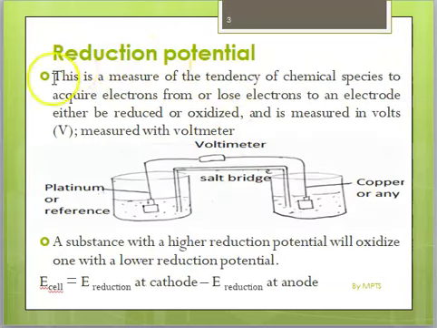Reduction potential, of course, I remember all of us know this. Standard, this is our test. All of us can remember this salt bridge. This is a measure of the tendency of a chemical species to acquire electrons or lose electrons. This is redox using potentiometry. We use reduction potential. A substance with a high reduction potential will oxidize one with a lower reduction potential, as shown in this equation.